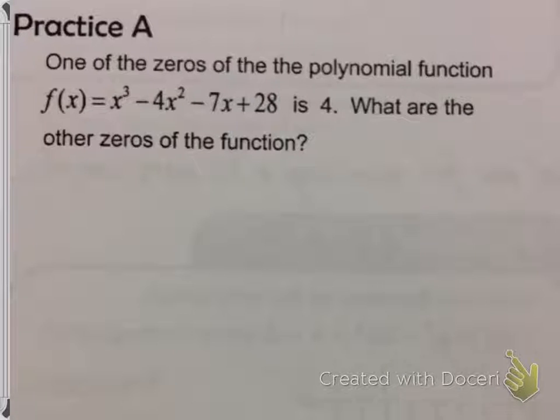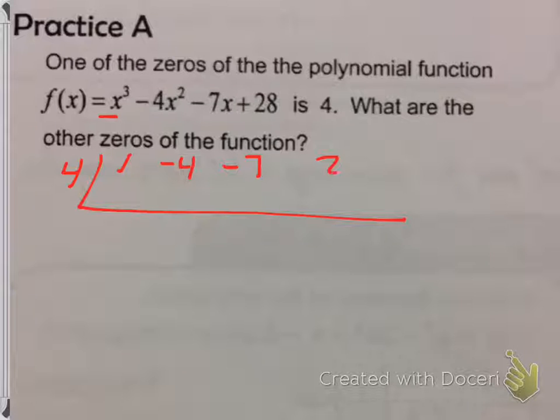This problem goes exactly the same way. I'm going to put 4 up in the corner. I'm going to do synthetic division with my coefficients of 1, -4, -7, 28. So really quickly I'm going to synthetic divide. I always love it when I get zeros here, because it makes a nice equation happen.